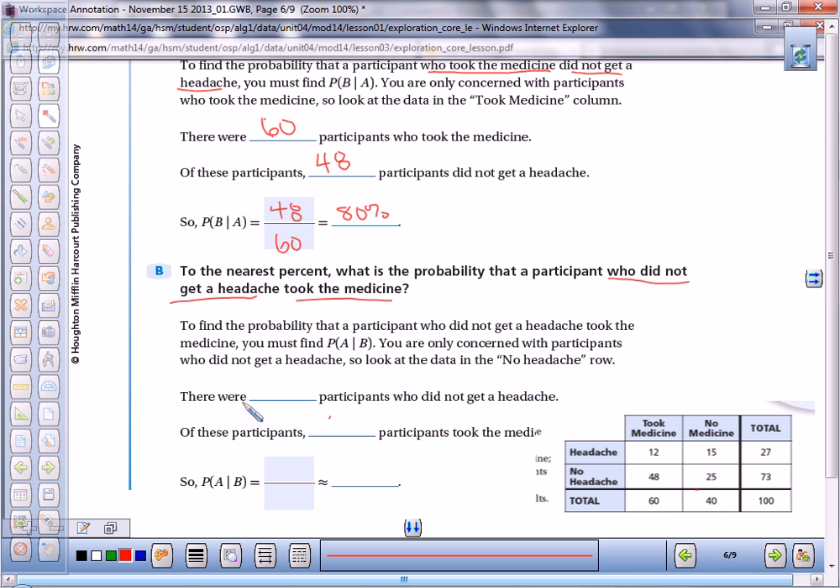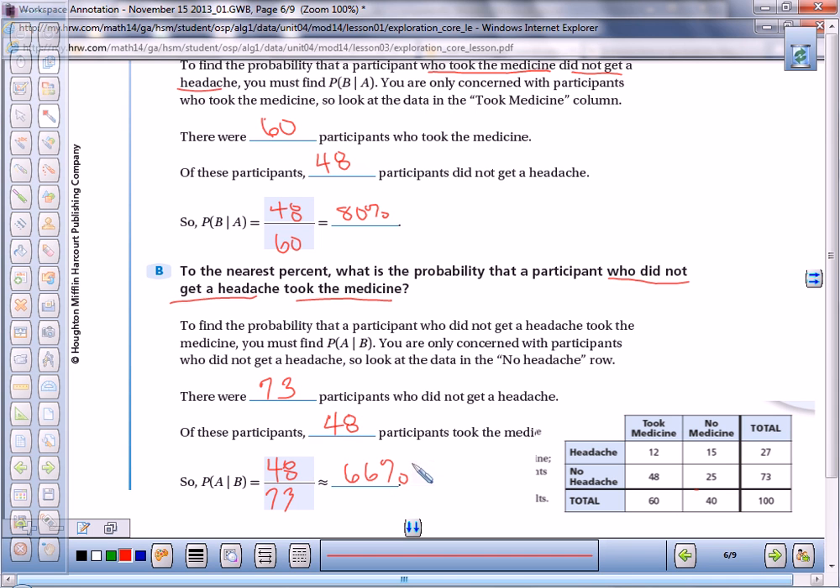All right, so this time we're looking at those who did not get a headache. How many did not get a headache? 73. Of those that did not get a headache, how many took the medicine? 48. So this probability is 48 out of 73, and please change that to a percentage. Which would be 65.7, so 66%.